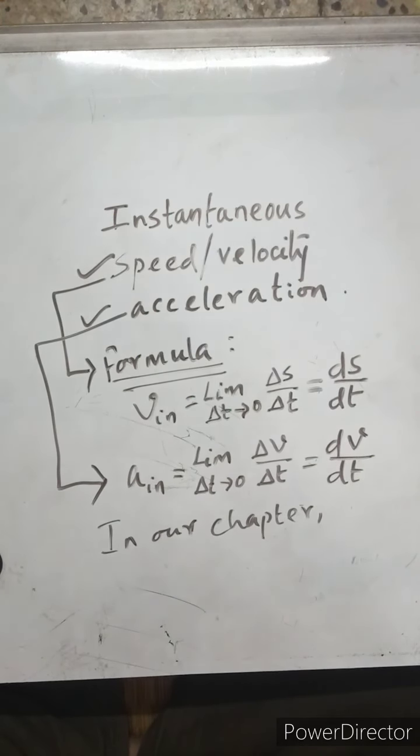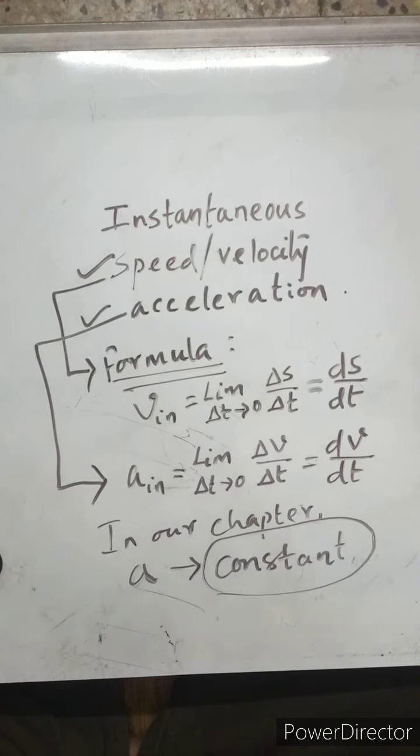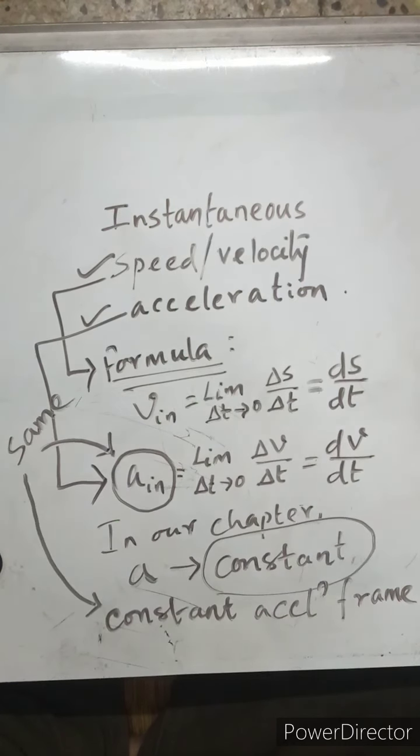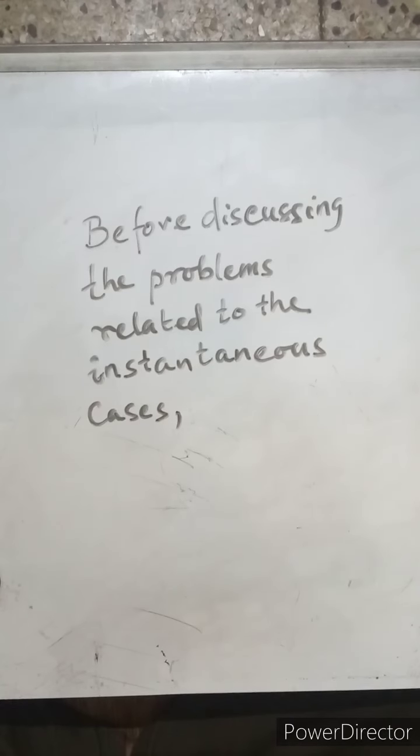And in our chapter, the acceleration remains constant, right? We are dealing with constant acceleration, as we have discussed about frames earlier. So I hope you understand about frames. So we are dealing with a constant acceleration, so the instantaneous acceleration is obviously remaining the same all the time as it is constant. But for problem's sake, we can deal with variable acceleration.